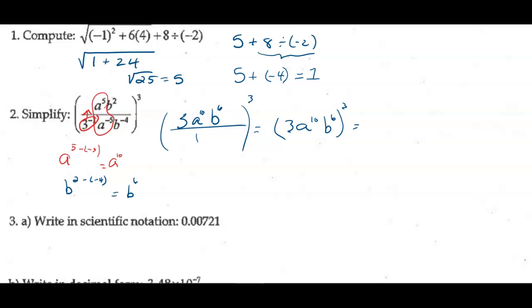This is the power to a power rule. 3 technically has a power of 1. 1 times 3 is just 3 cubed. 10 times 3, 6 times 3. Please do not leave 3 cubed, and there's your 27A to the 30, B to the 18.